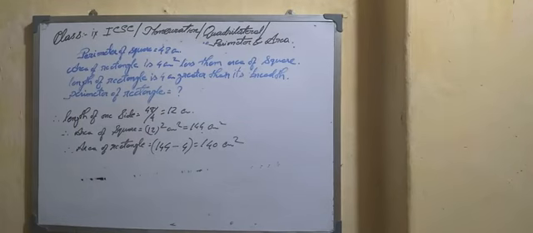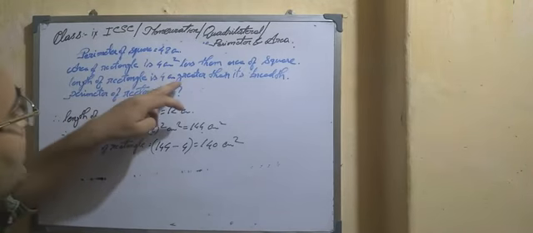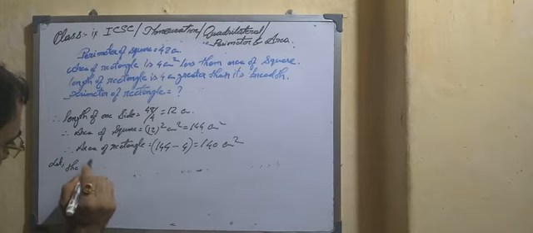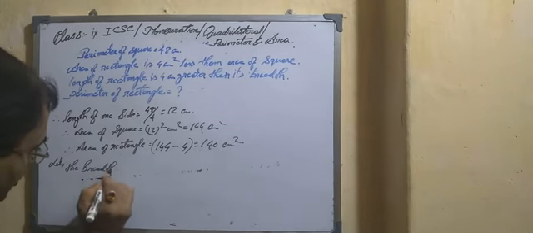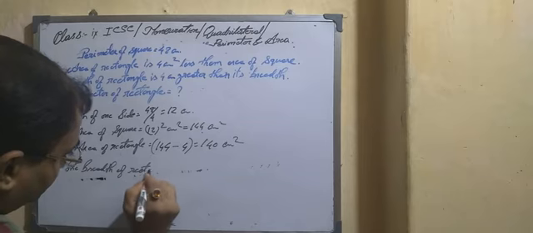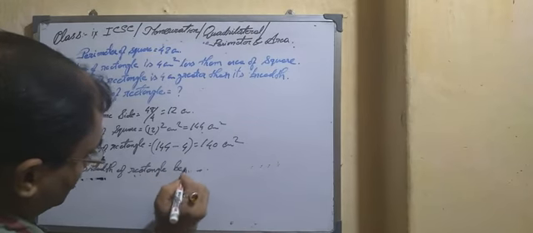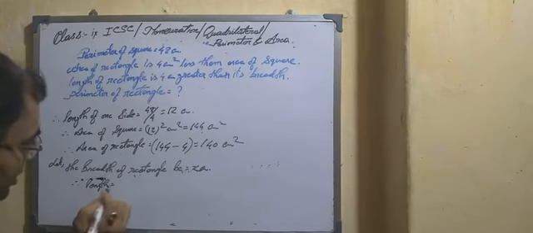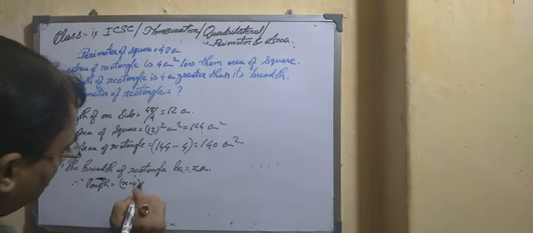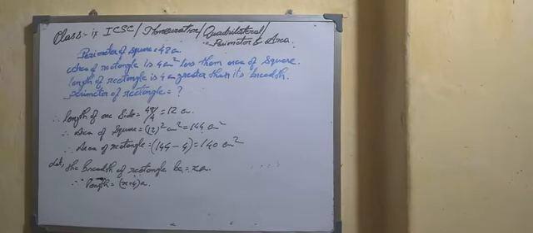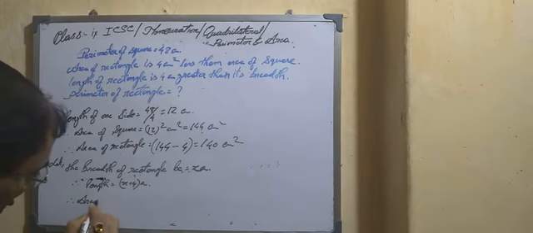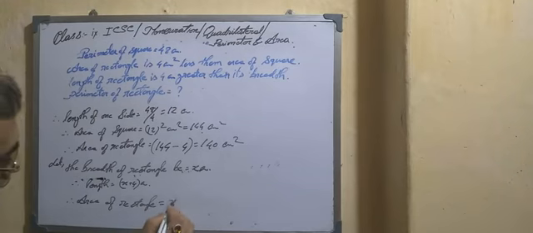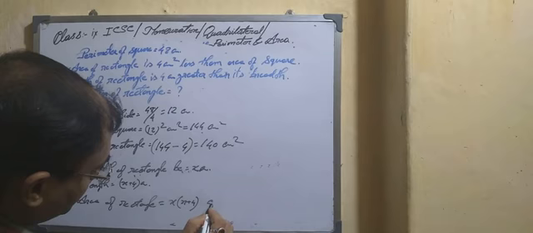Now third condition, length of a rectangle is 4 centimeter greater than its breadth. Let the breadth of rectangle be x centimeter. Therefore length equal to x plus 4 centimeter. Therefore the area of rectangle equal to x into x plus 4 centimeter square.